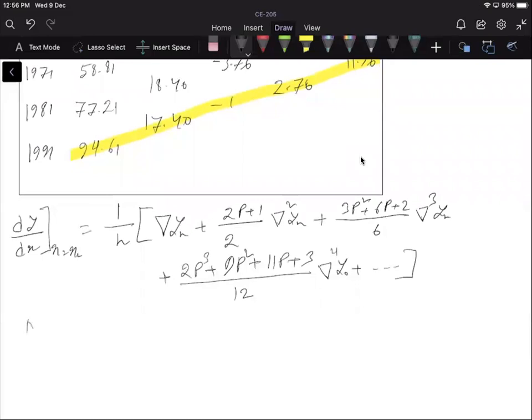And now, for x equal to 1981, what is the p value? P is equal to, we know, (x minus xn) divided by h. Here x is equal to 1981 minus xn.